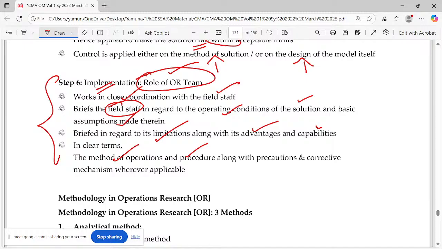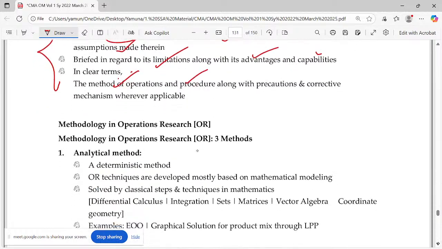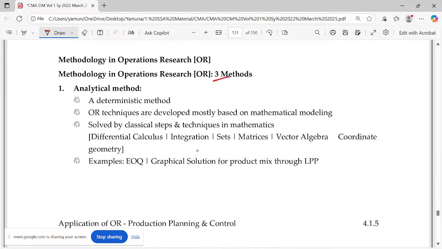So that's about the sixth step of the methodology in OR. Actually, we have three methods. The first is the analytical method, also called the deterministic method. It's mostly based on the mathematical side. Probably you might have done it at your foundation level or in school or college: integral calculus, differential calculus, set theory, matrices, vector algebra, coordinate geometry. All these are analytical methods, which means there is a mathematical model and you follow that.